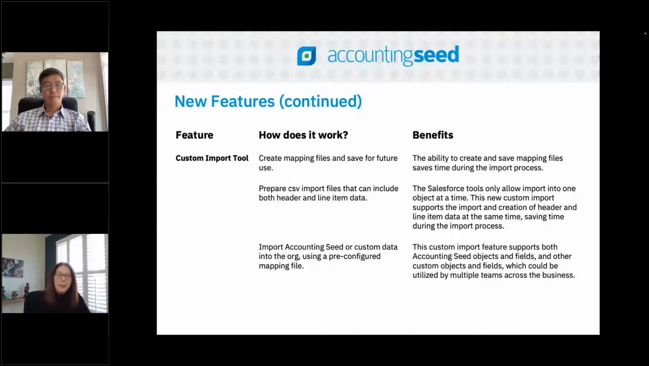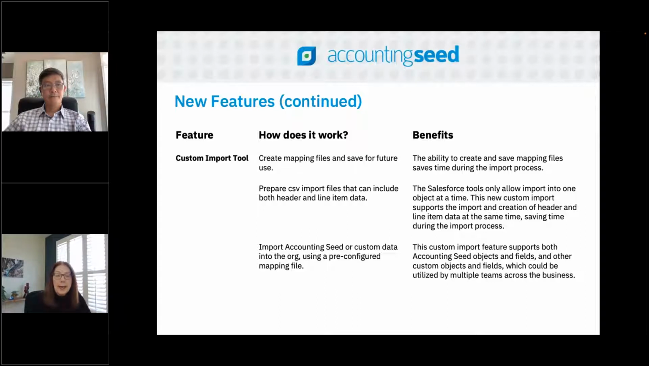Okay, so during the process of creating these mapping files, you'll browse to an import file that you want to import, and you'll map the columns in that import file to objects and fields in Accounting Seed, and then you can save that to be used at any point in the future as you're importing records from a CSV file.